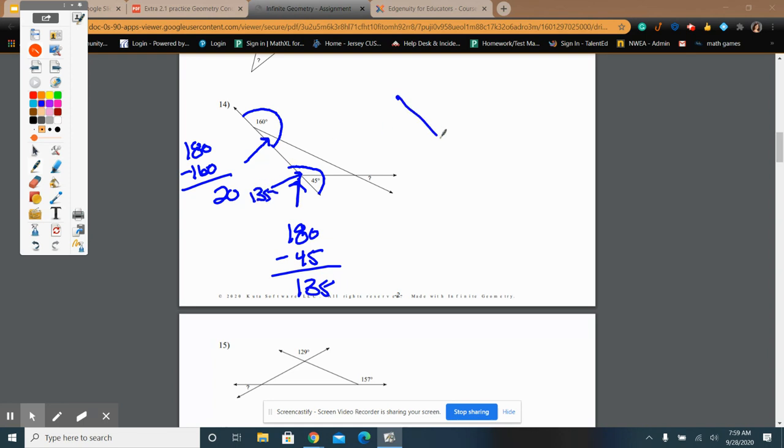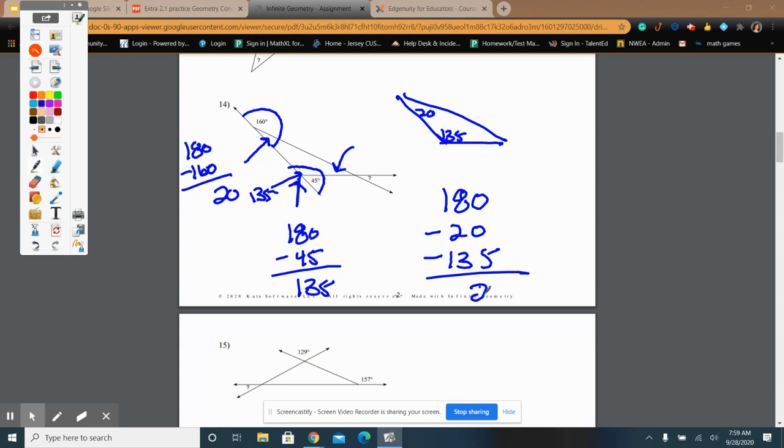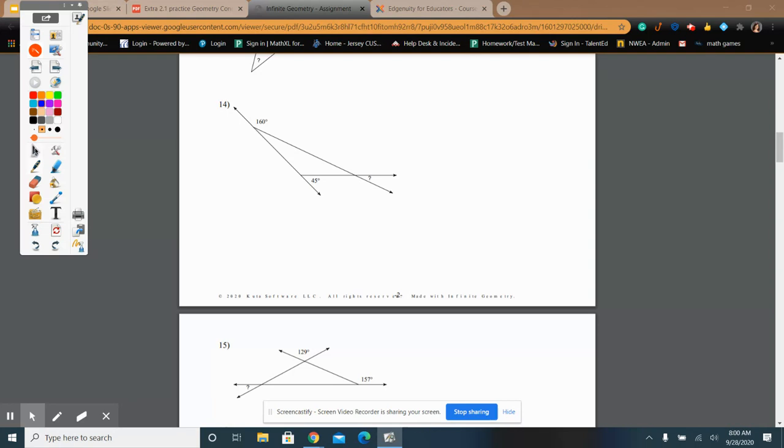So now I have this triangle in here, and it's kind of hard to see. That's 20 and 135. So now we can find the last angle of the triangle by taking 180 minus 20 minus 135, and we'll get 25 degrees. But that's the inside angle of the triangle, and we happen to know those are vertical and they are kissing, so that question mark angle is also 25 degrees. That one was a tricky one.